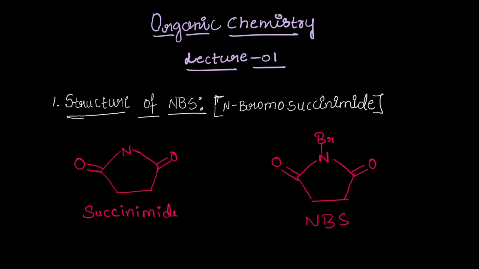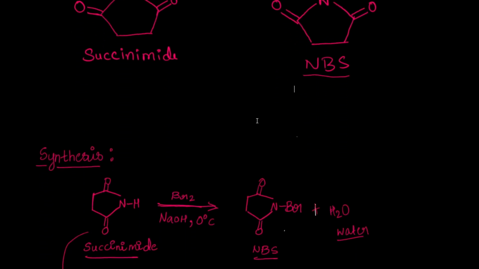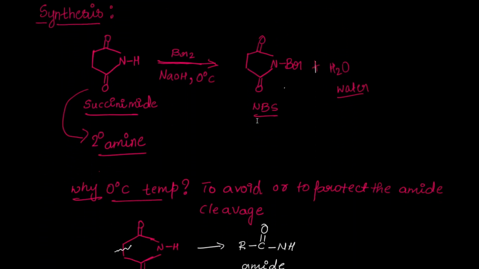Now here you can see I have shown a succinimide ring, and NBS is nothing but the bromine atom attached directly to the nitrogen in the succinimide ring. So the name is N-Bromo-Succinimide, which in short form is called NBS. Next, let's look at its synthesis, how it is prepared under laboratory conditions.